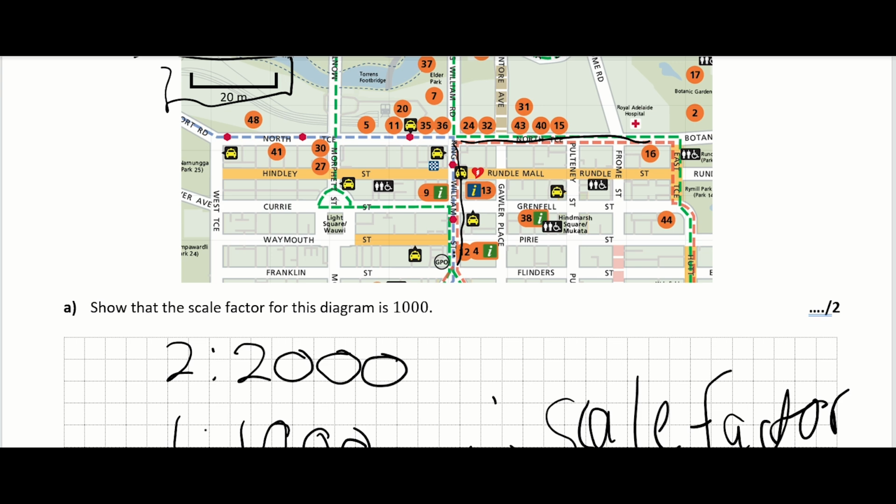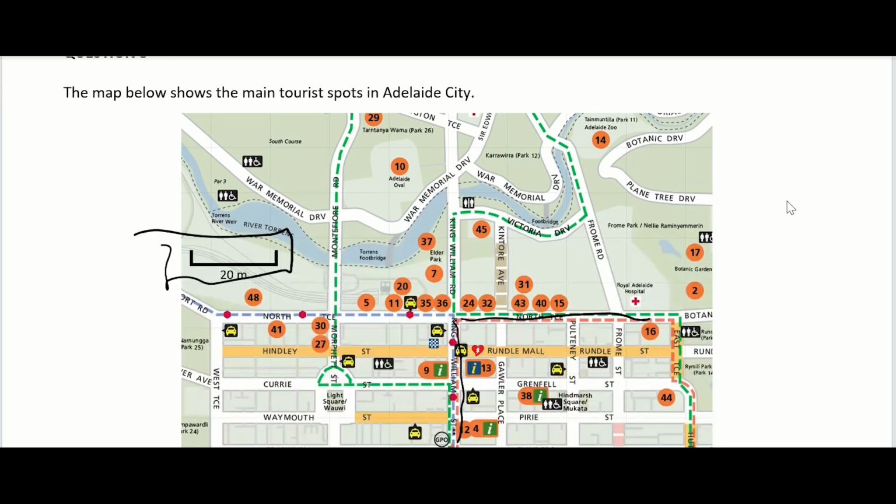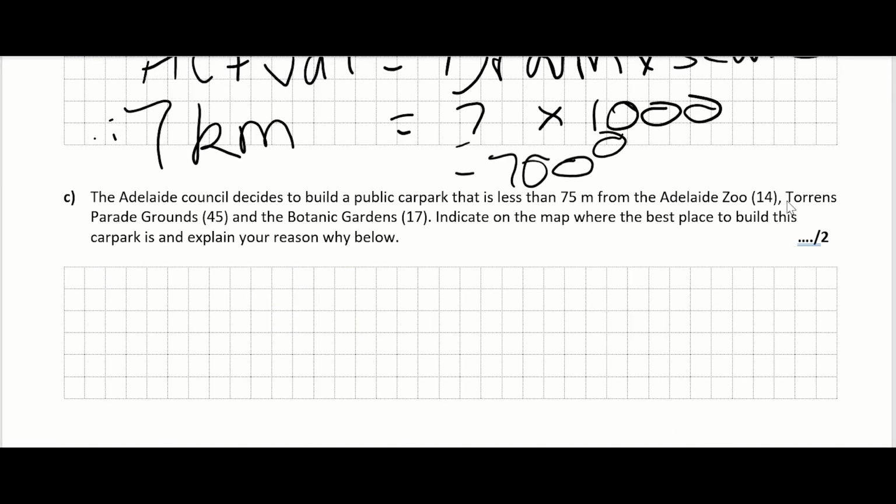Just quickly, a correction with this one. It's not 7 kilometres, it is 70 metres. That is my bad.